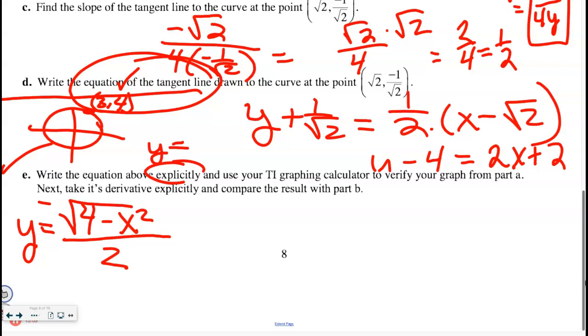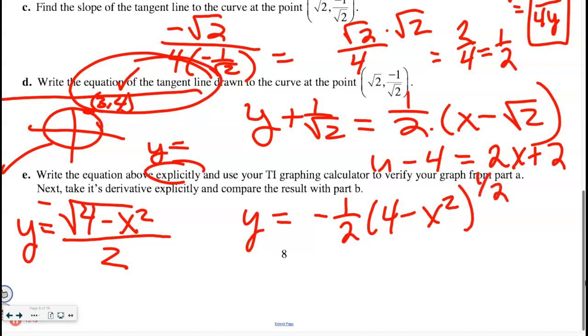Okay, so now I'm going to take that guy's derivative. That guy is -1/2, and it's 4 minus x squared under a root. I don't need to be implicit now. I can use what rule? I can use the chain rule explicitly.